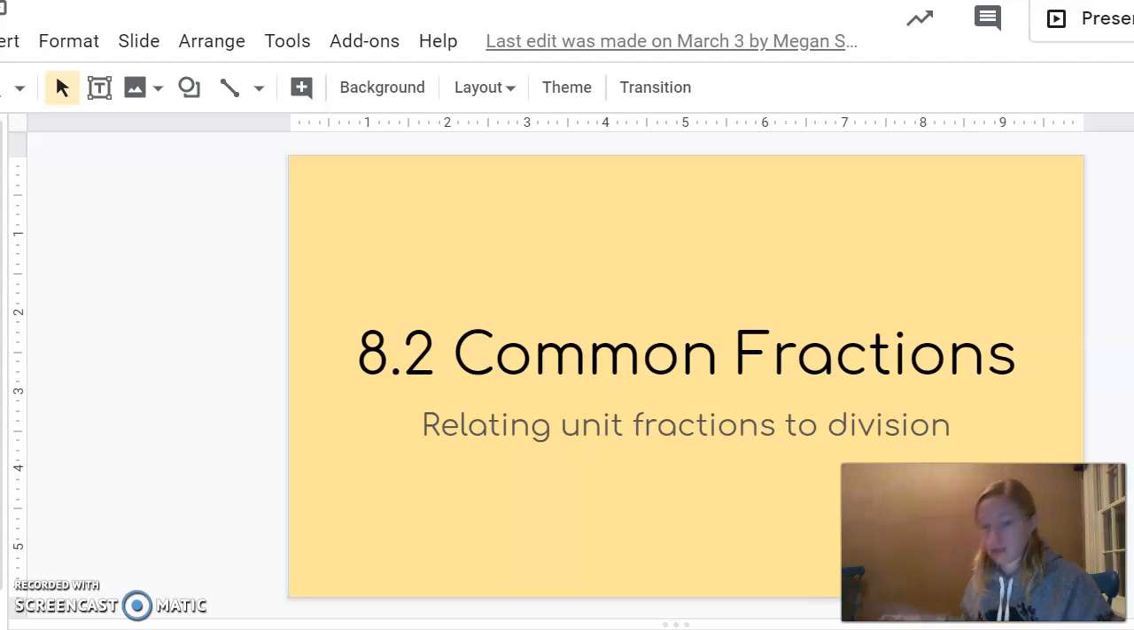So for instance, 1/2. That would be a unit fraction. Another example would be 1/6. Because it has 1 as a numerator, it is a unit fraction. What is not a unit fraction would be 3/4. That's not a unit fraction because it has 3 as the numerator, and so it wouldn't count.